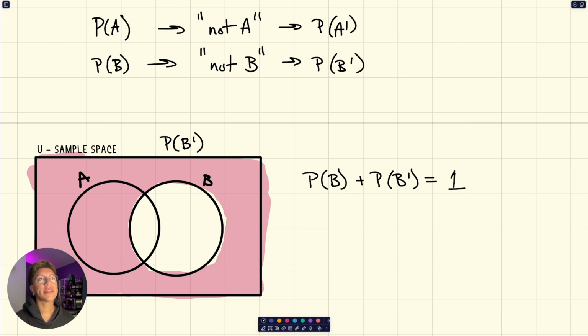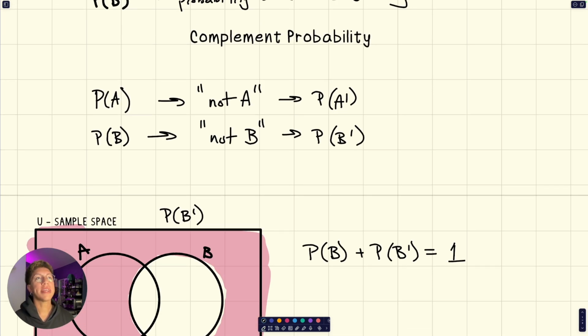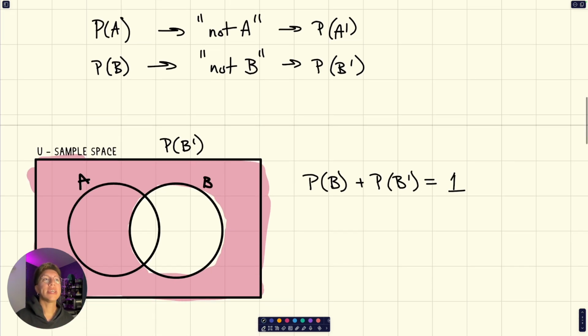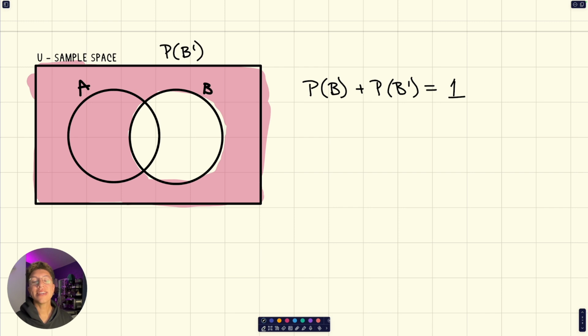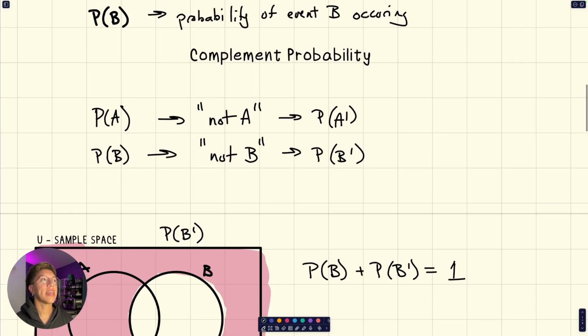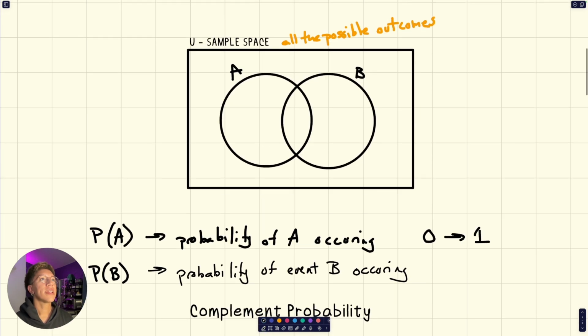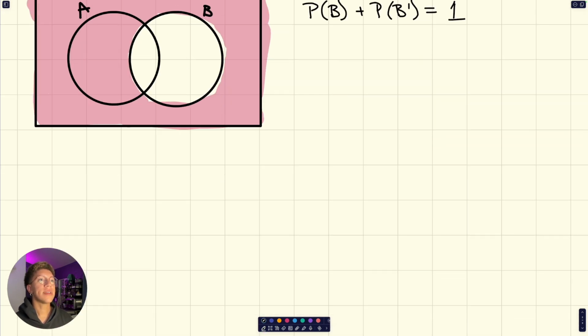So that's the very first topic. We call this complement probability. Pretty simple, pretty straightforward. Not too much to talk about there. The next thing that we're going to talk about is our intersection. And we're going to need another copy of that. So let's go down here, give ourselves a title.